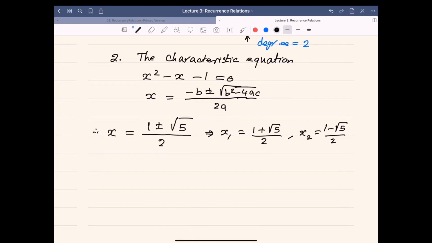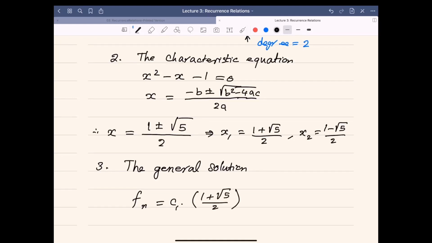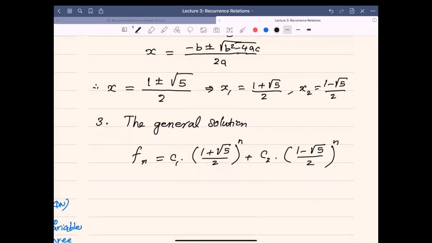Now, step number 3, finding the general solution. The general solution for this recurrence relation is f of n is equal to a constant multiplied by the first root, 1 plus the square root of 5 over 2, plus the second constant multiplied by the second root, 1 minus the square root of 5 over 2. And both should be raised to power n. So this is the general solution for the recurrence relation, the Fibonacci sequence.